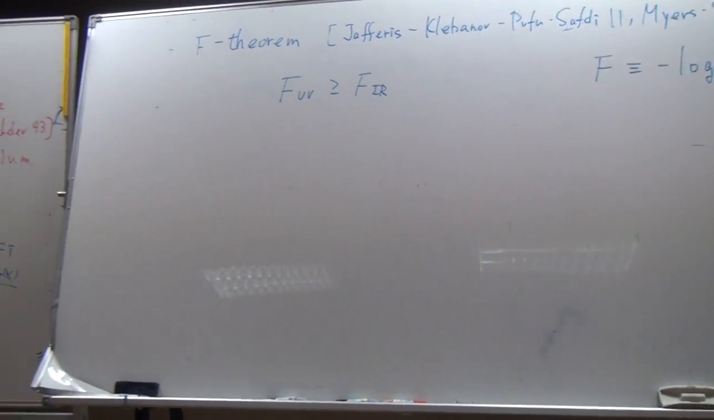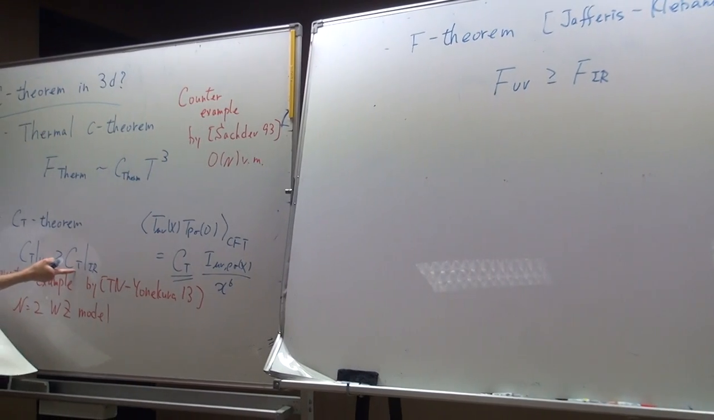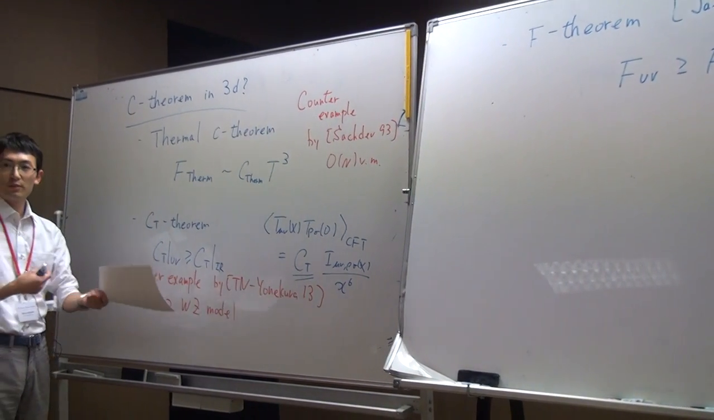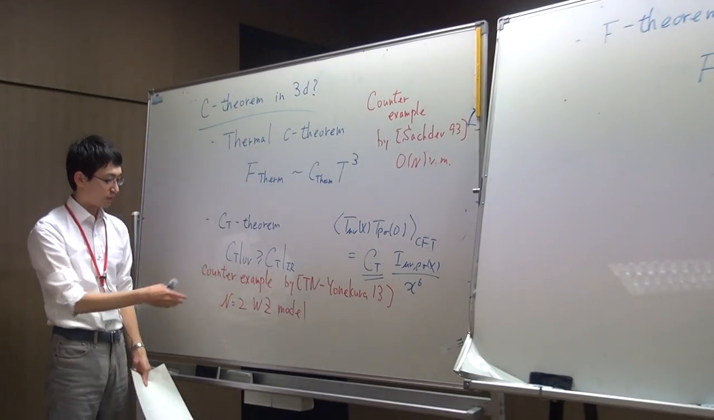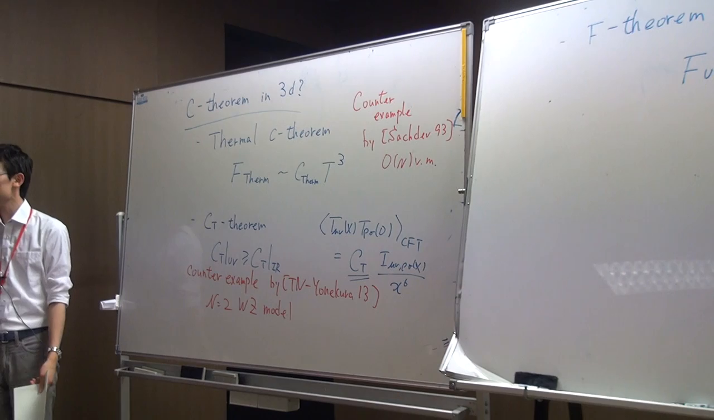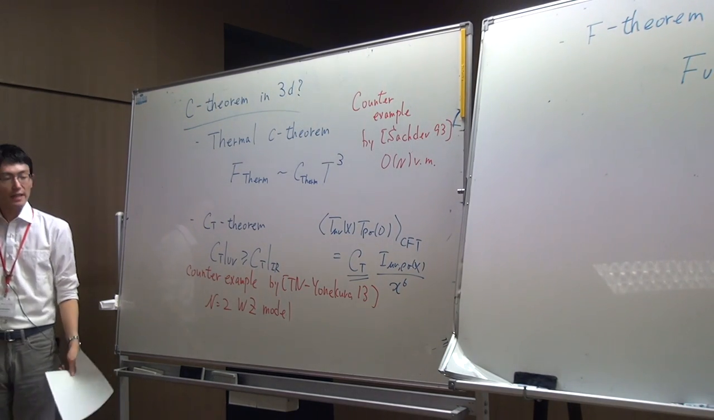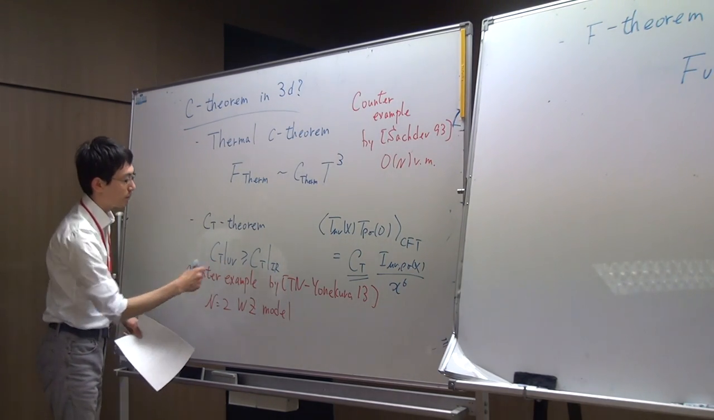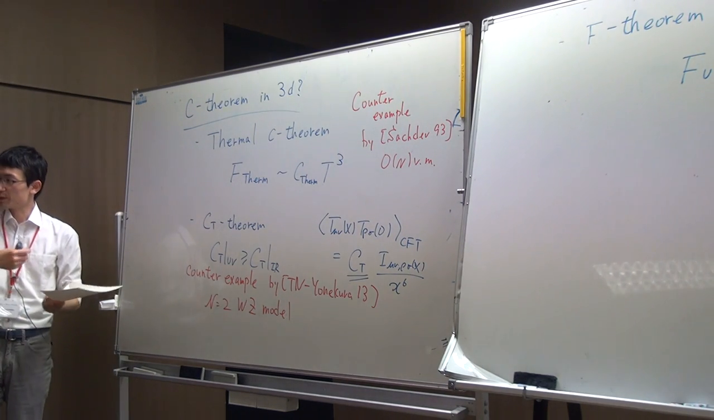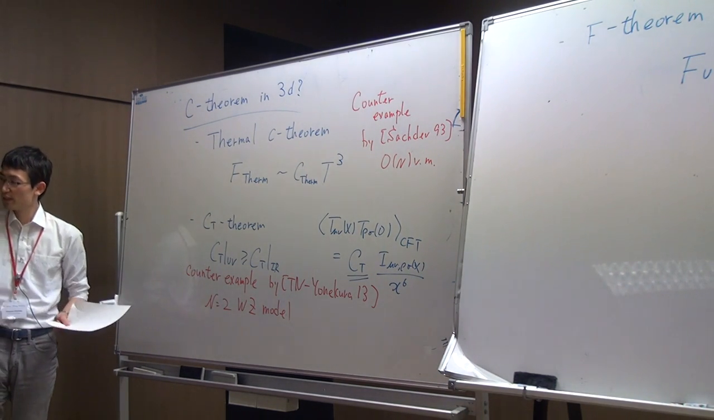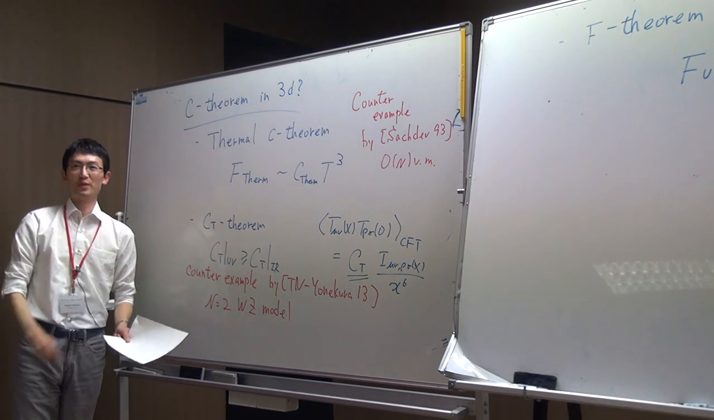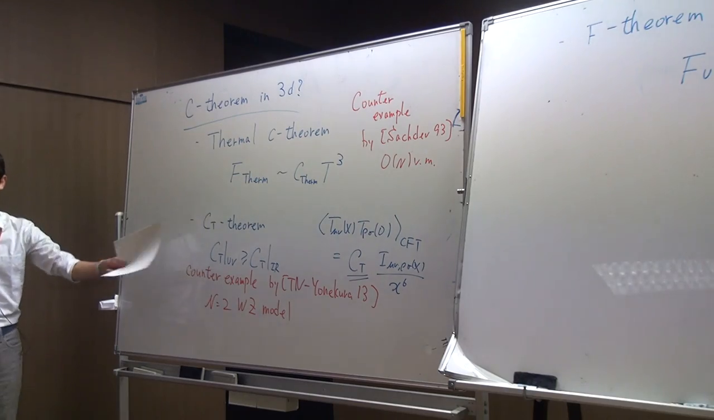By using the localization technique, you can compute the CT somehow, and you can compare the value of CT in the supersymmetric models. So CT is going to be the log of the ellipsoid partition function. You can evaluate CT by putting your theory on the squashed 3 sphere and taking a derivative with respect to the squashing parameter. Anyway, there is a counterexample, so you don't have to care about it.